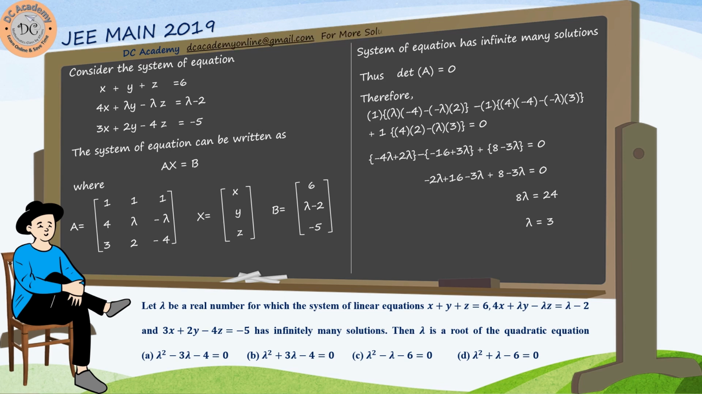Let's proceed. But as you see from the options, we have quadratic equations. Therefore we need to find which equation has lambda equal to 3 as a root. For a polynomial it's zeros, for an equation it's roots. That's it. Let's proceed.